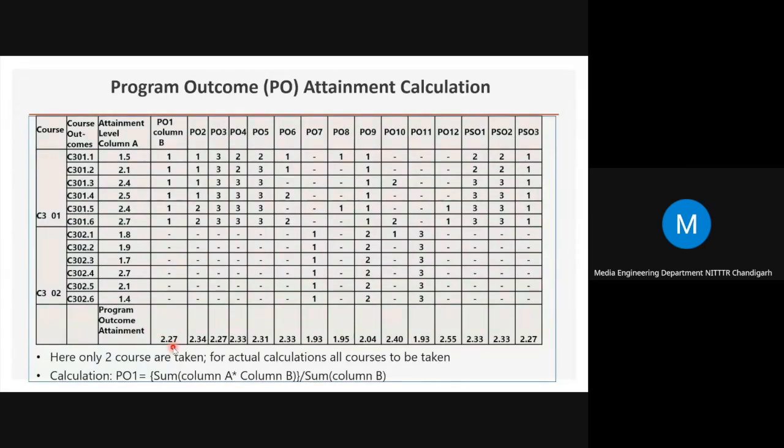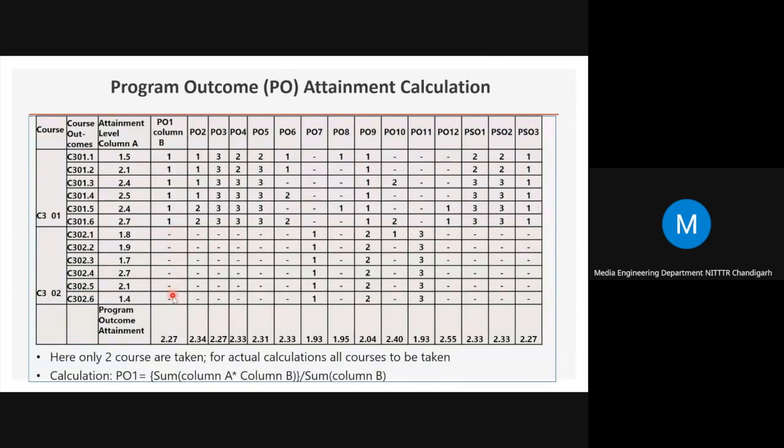So you can verify that 1.1 into 1 plus 2.1 into 1 plus 2.4 into 1 plus 2.5 into 1 plus 2.4 into 1 plus 2.7 into 1. Then we'll divide that sum by the sum of this column. The sum of column B is 6, so we'll divide the sum by 6. We'll get 2.27. So now PO1 attainment is 2.27 based on these two subjects.